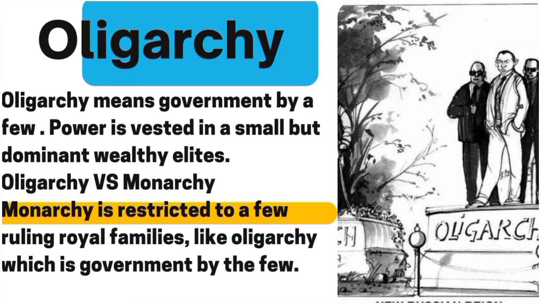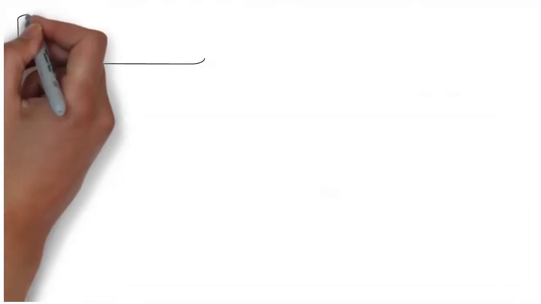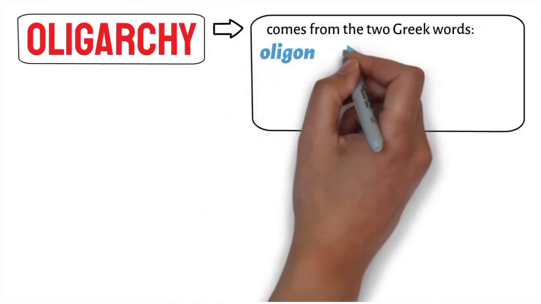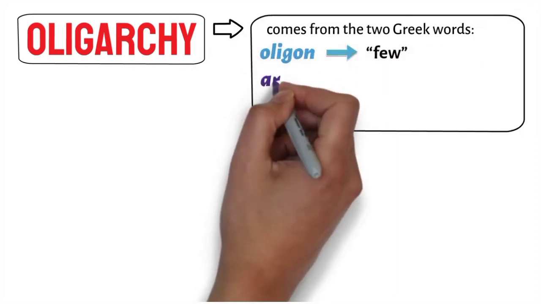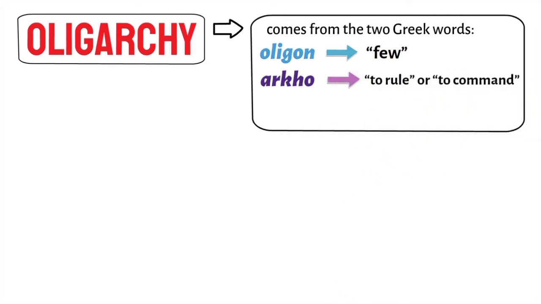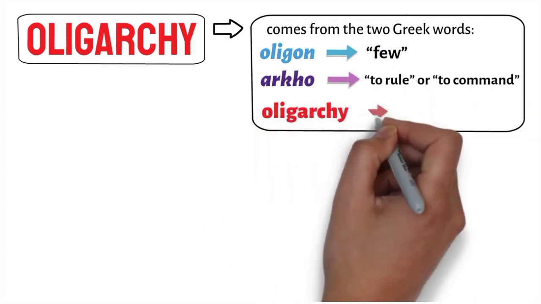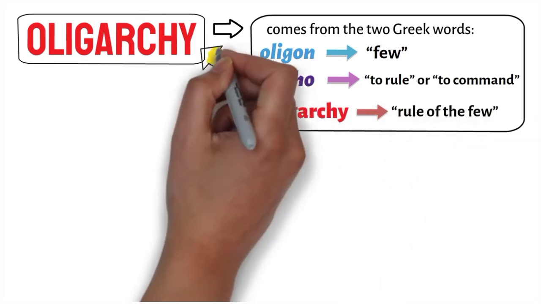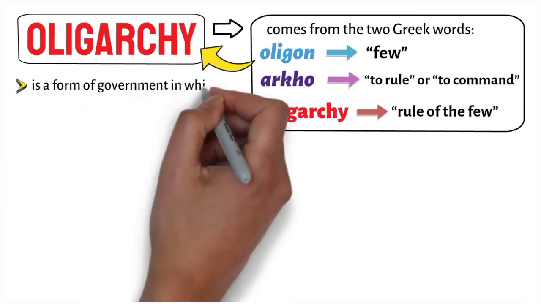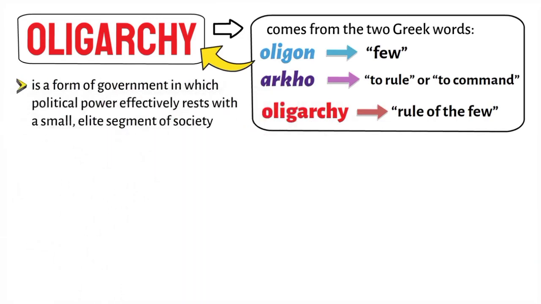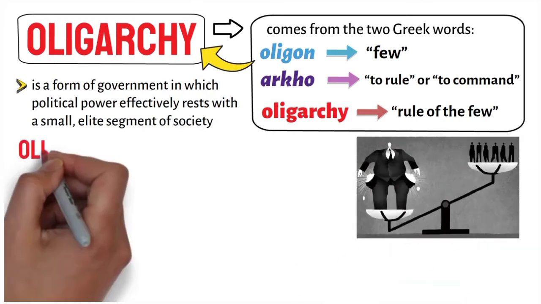You can see the image before you. So the wealthy are the ones on the throne, unlike a monarchy that goes with family. Like I said earlier, oligarchy comes from two Greek words, oligon, which means few, and archo, which means to rule or to command. So oligarchy invariably means rule of the few. It's a form of government in which political power effectively rests with a small elite segment of the society.